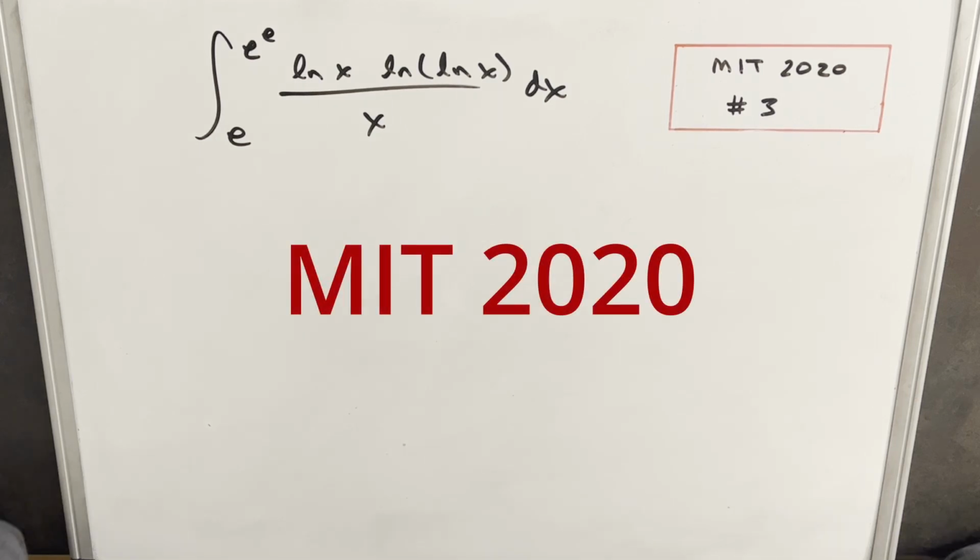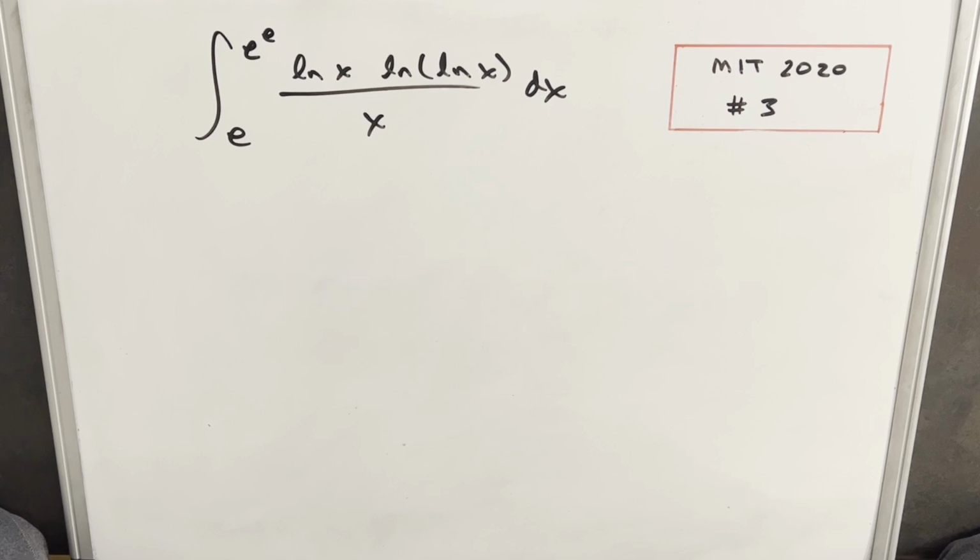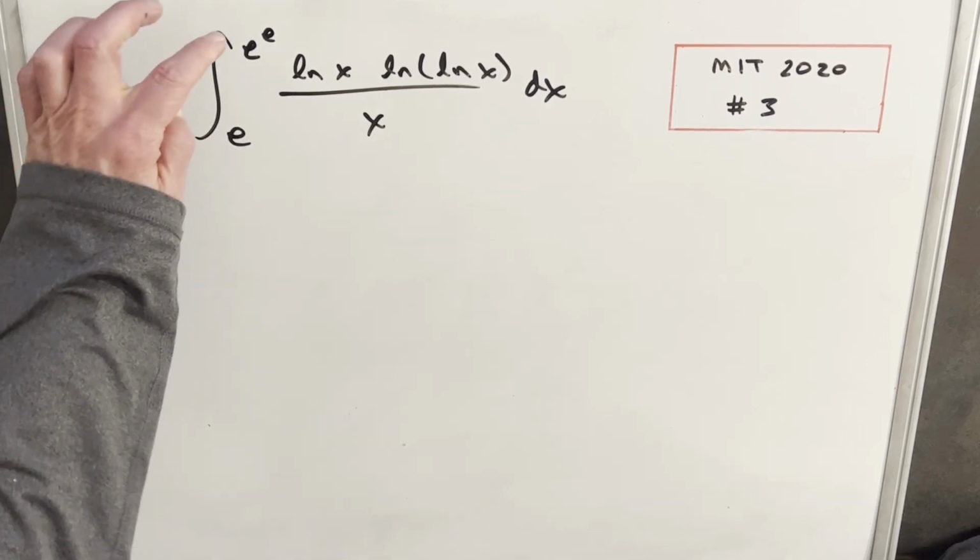Hey, today I thought I would do another integral, and we have one from MIT 2020, problem number 3. We have the integral from e to e to the e of natural log of natural log x over x dx. One thing I noticed about MIT is they do a good job of confusing us with a lot of natural logs and e's, especially e to the e here as a bound.